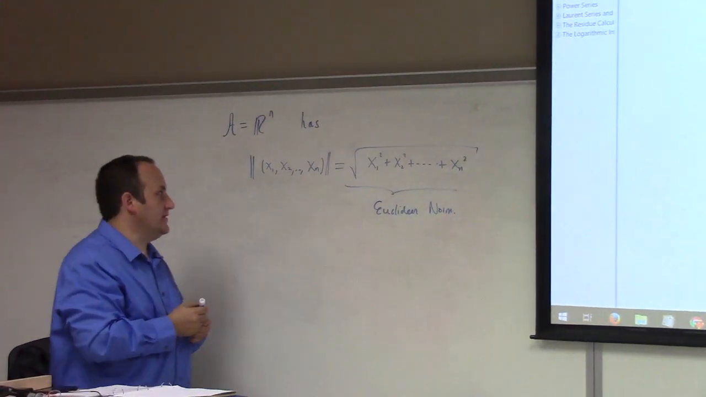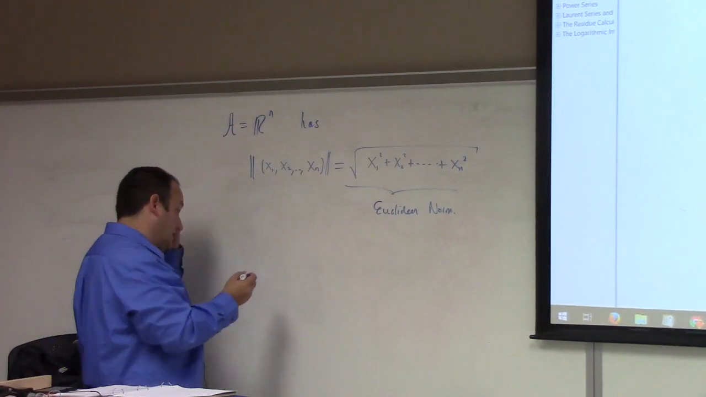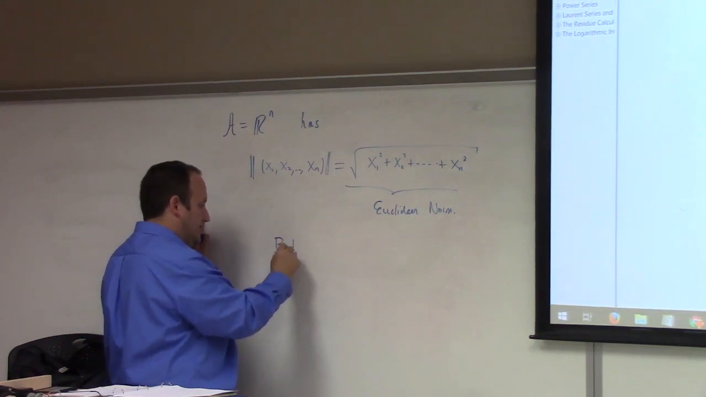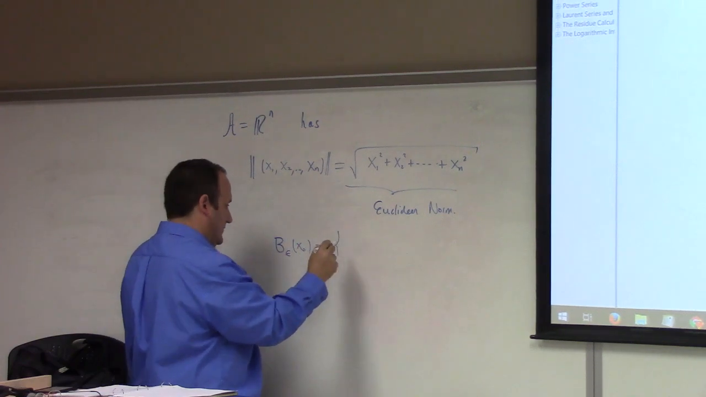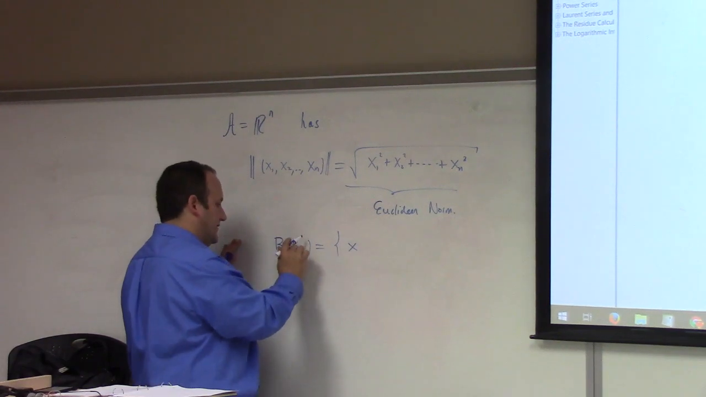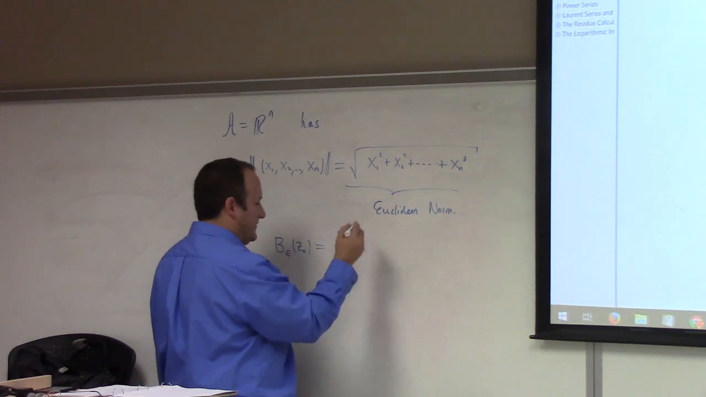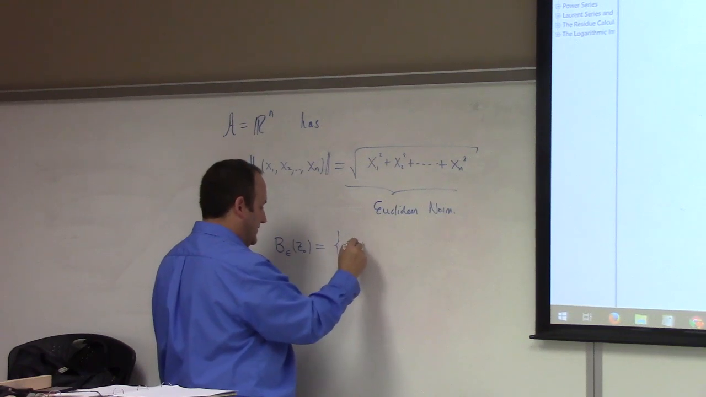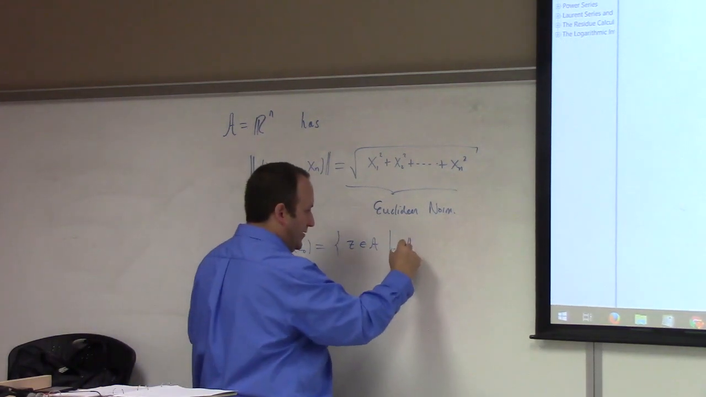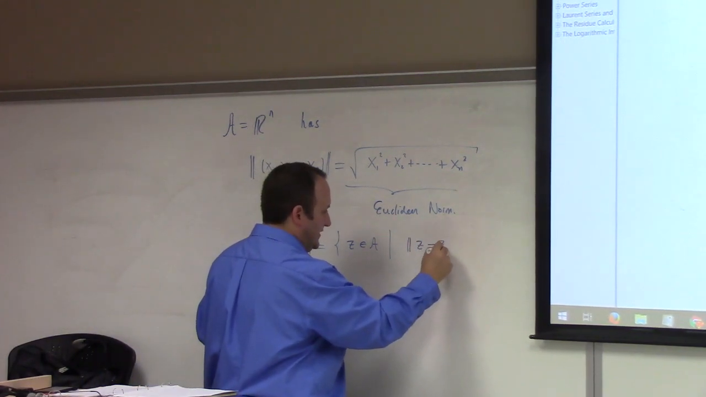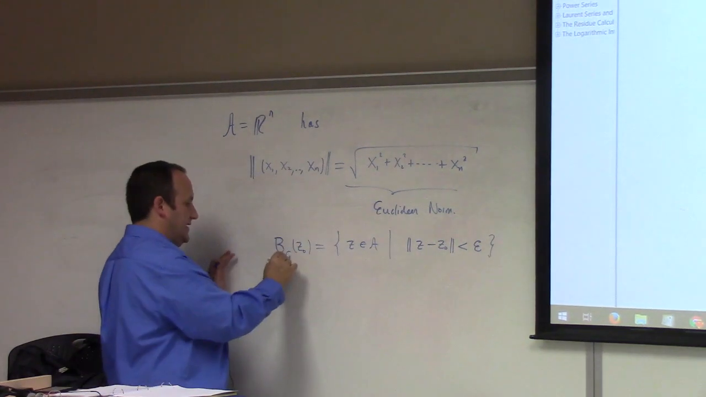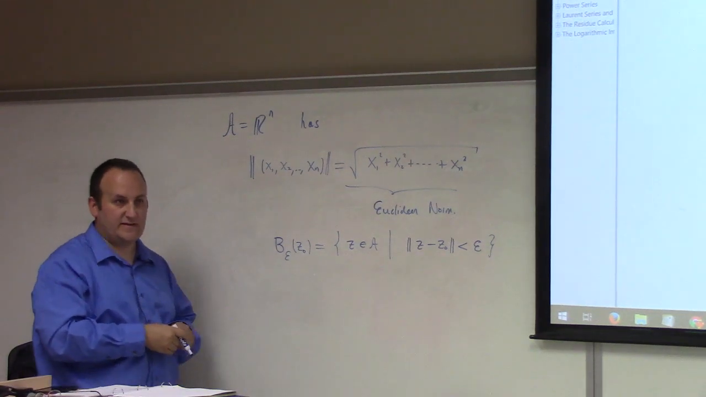So with respect to this Euclidean norm, we can do things like define limit and open ball. So what's an open ball? B sub epsilon of z naught, what's that going to be? It's going to be the set of z in A, I guess I should use a z, sorry, I'll get with it eventually, the letters don't matter, such that the norm of z minus z naught is less than epsilon. So this is called a ball of radius epsilon centered at z naught.